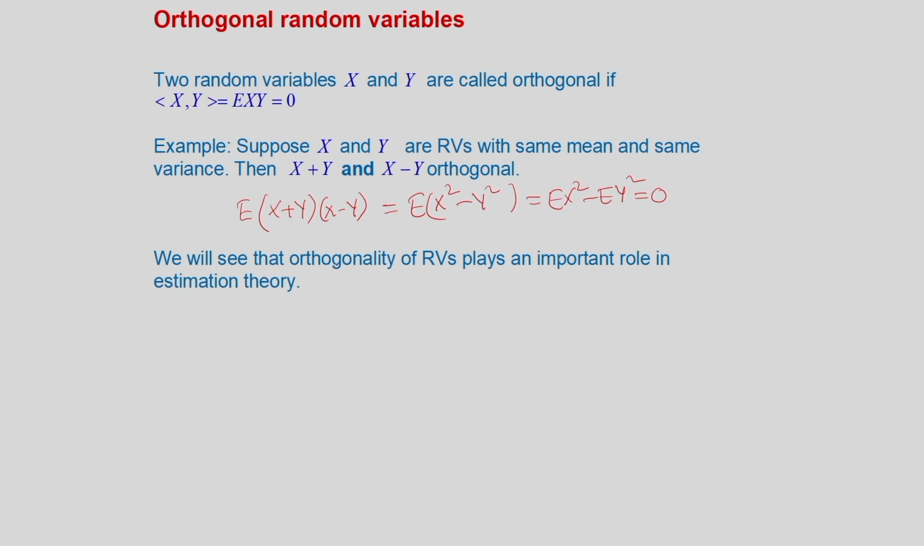We will see that orthogonality of random variables plays an important role in estimation theory. Particularly, we will see that for optimal estimation, error is orthogonal to data. This result we will be using.